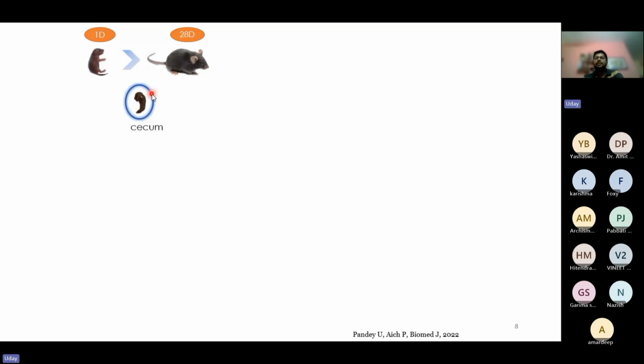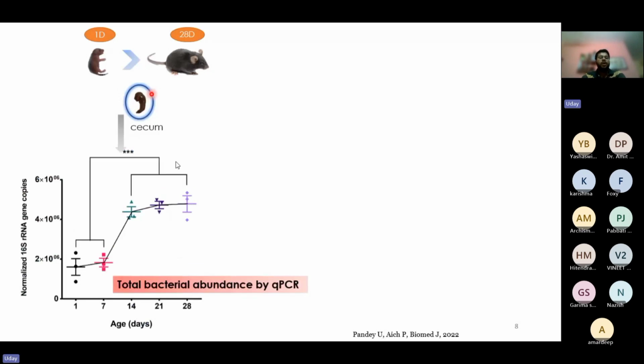And first, we collected the cecum, because the cecum is the part of the mice intestine where all the microbiota populate. So most of the concentration of the microbiota is there in the cecum. So we analyzed the cecal microbiota. We first tried to see what is the total bacterial abundance, and how it is changing during this neonatal period. For that, we used a qPCR. We designed a probe against the 16S rRNA gene.